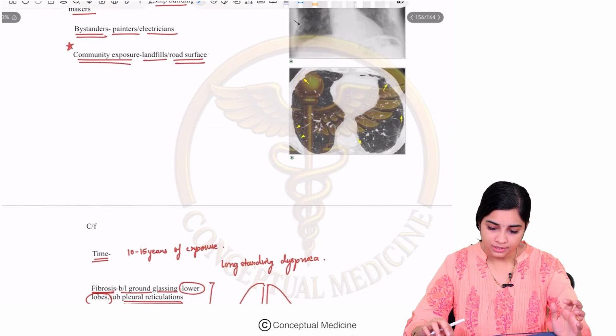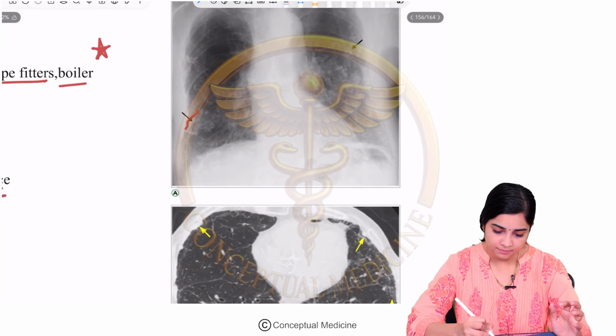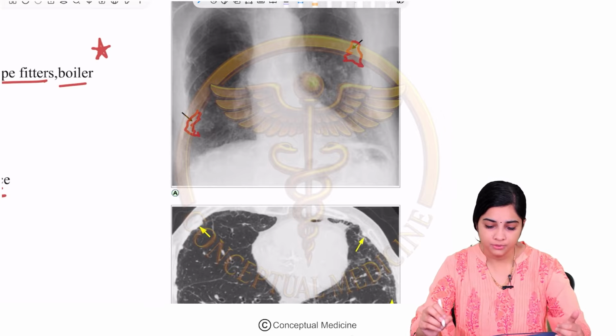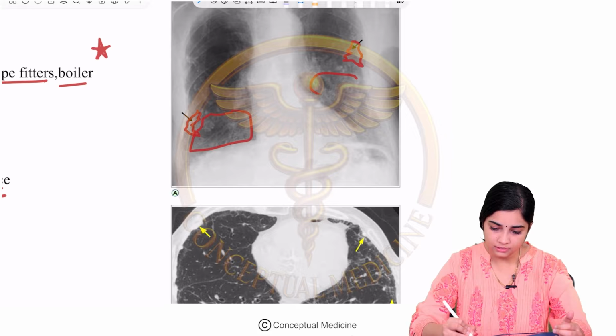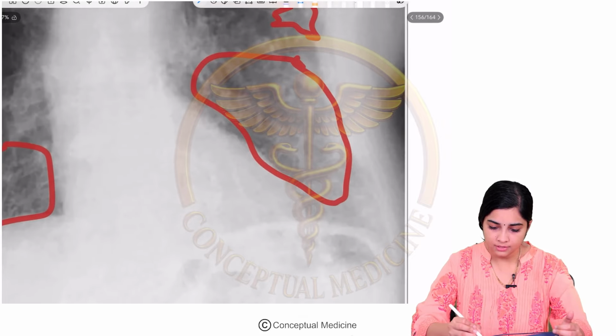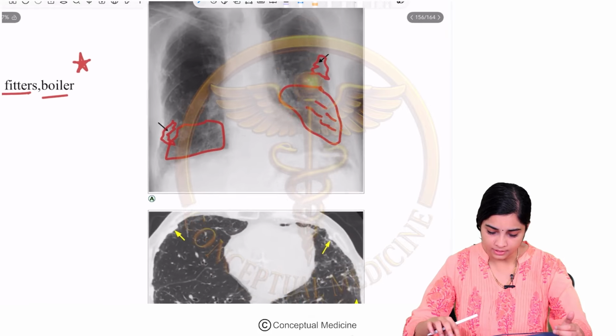Okay, so can you see here in this X-ray? You can see that there are some thickenings here, right? Similar thickenings which are present here. This is nothing but your pleural plaques. And can you see the infiltrates are more common in the lower zones, and you have a lace or network like pattern, right? So that is your asbestosis.